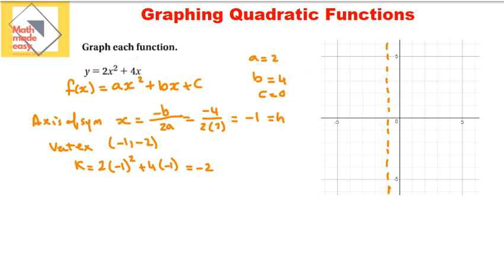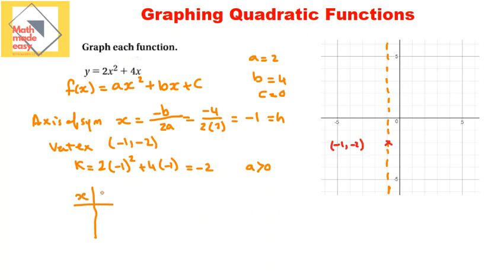I'm going to plot the vertex. This is negative 1 and negative 2 is down here. This is the vertex of the parabola. Now we know that a is greater than 0. Then I know that this parabola is going to open upwards. Okay, I'm going to choose 2 points on one side of the axis of symmetry like we did last time. Well, the 0 and 1 are easier than negative 2 and negative 3 to substitute with. So I'm going to take 0 and 1.